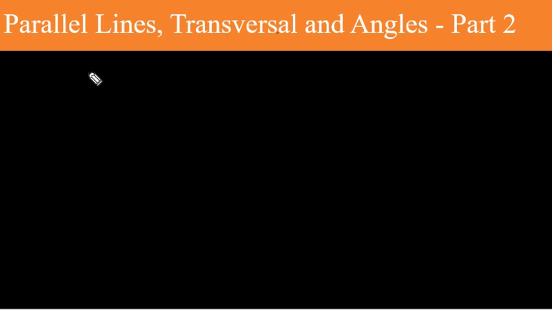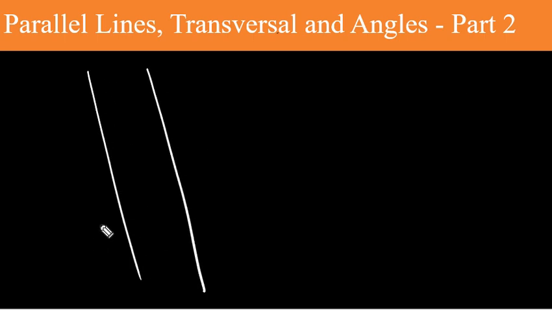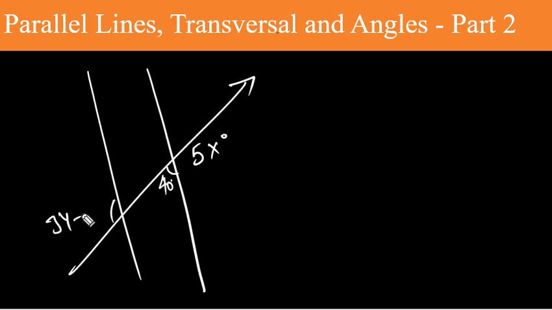The next question says you have two parallel lines and there's a transversal line like this. This angle is 5x degree and this angle is 40 degree. And this angle here is 3y minus 1 degree. Now find the value of x and y. So pause the video and try by yourself. If you guys in the classroom can do it faster than me, that will be good. Okay, so you guys try and I'll explain.